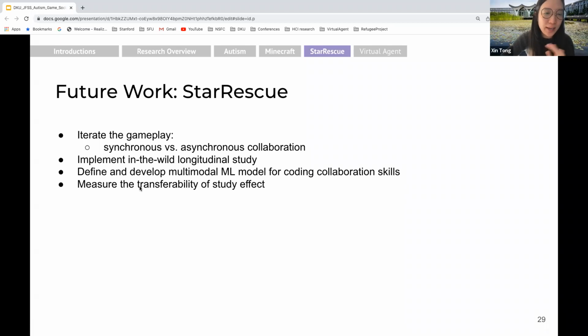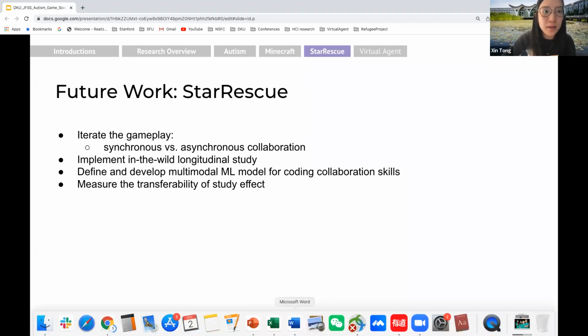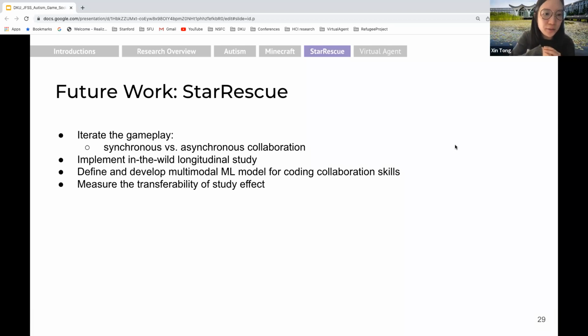We want to publish the game, for instance, to the Apple Store, so that they can access and play it in their own homes, in the wild. And we want to collect more audiovisual input data for further coding and analyzing of their collaboration skills. Hopefully this model can also be generalized to other gameplays, because that's the key issue for most digital games developed these days. It's hard to quantify socialization measurements. And finally, design studies or methods to measure the transferability of the study effect.